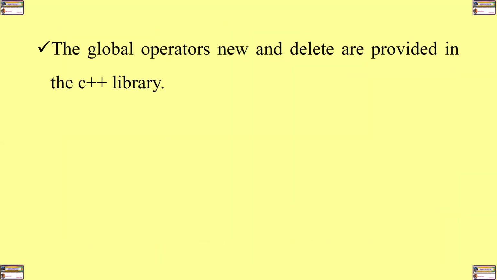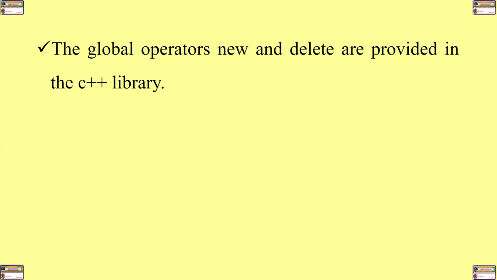The global operators new and delete are provided in the C++ library. In other words, if you have not coded the delete and the new operators specifically within your program and defined them the way you want, generally there are what we call predefined functions that are already stored in the C++ library. And which library is this one? It's the standard library that we have seen.